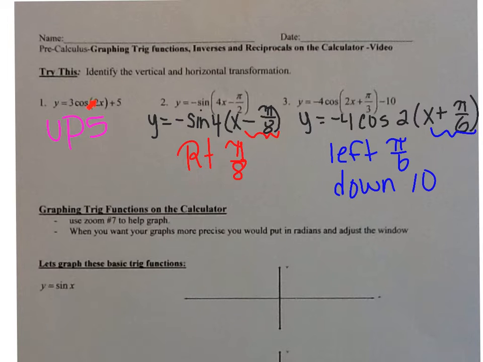Okay, so when you have a 2, that means it's shrinking it by 2 because you're squeezing more cycles within the 2 pi interval. All right, so let's take a look at the next piece.